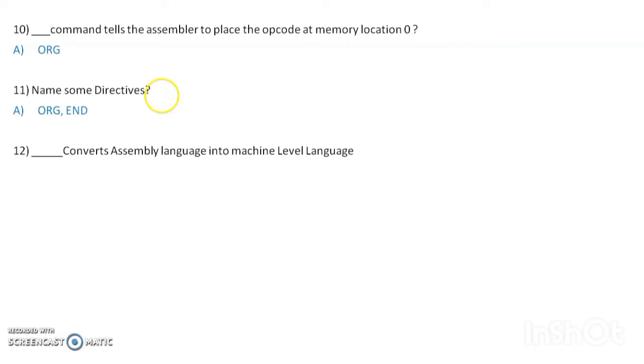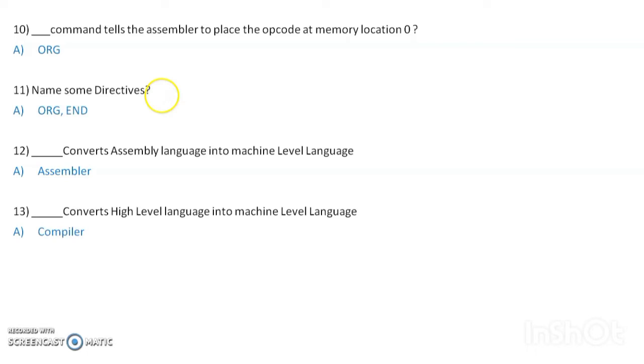Bit number 12. Dash converts assembly language into machine level language. The answer will be assembler. Bit number 13. Dash converts high level language into machine level language. The answer will be compiler. Most people think both assembler and compiler are tools. They are not tools. They are pieces of code which convert either assembly or high level language into machine level language, where the assembler converts assembly into machine level language, whereas the compiler converts high level language into machine level language.